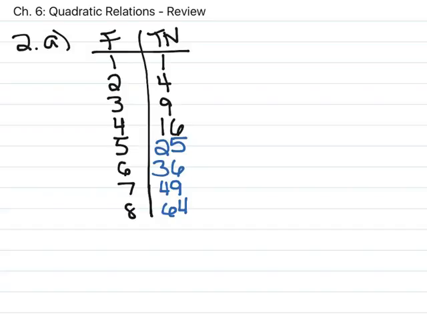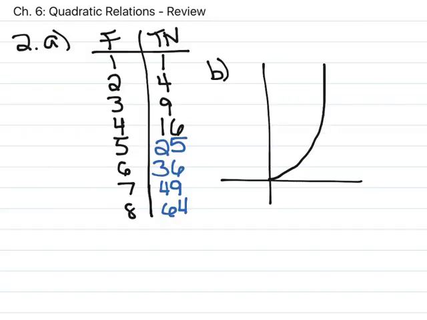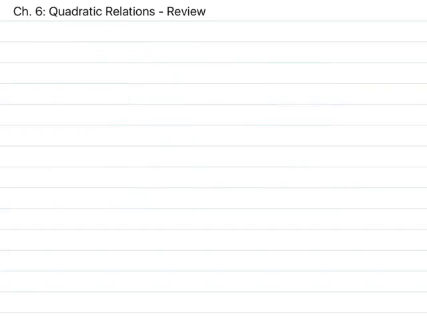Part B is asking you to graph the data and sketch the line or curve of best fit. I don't have a graphing calculator, but for part B, it would look something like this, with this being figures and this being triangular numbers. So the triangular numbers are increasing faster than the figure numbers are.